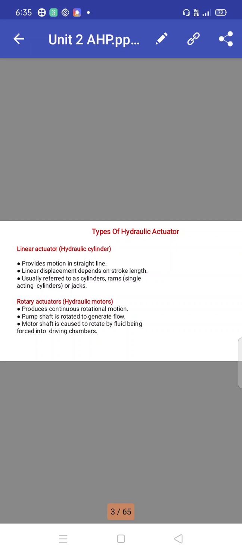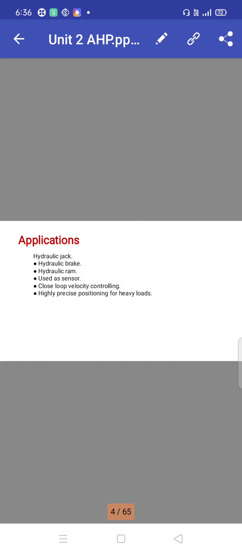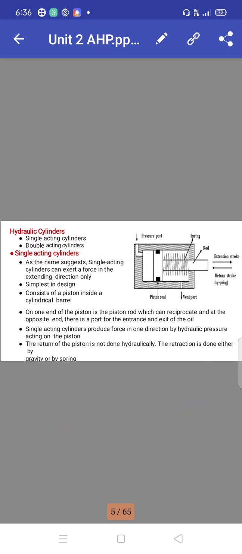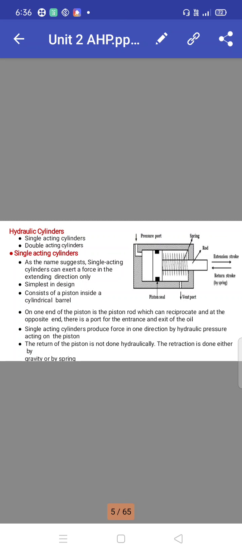Rotary actuators or hydraulic motors produce continuous rotational motion. Pump shaft is rotated to generate flow. Motor shaft is caused to rotate by fluid being forced into driving chambers. Applications: hydraulic jack, hydraulic brake, hydraulic ram, used as sensors, closed loop velocity controlling, high precision positioning of heavy loads.